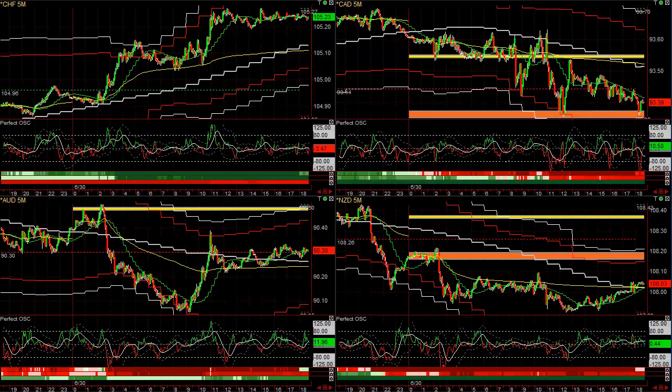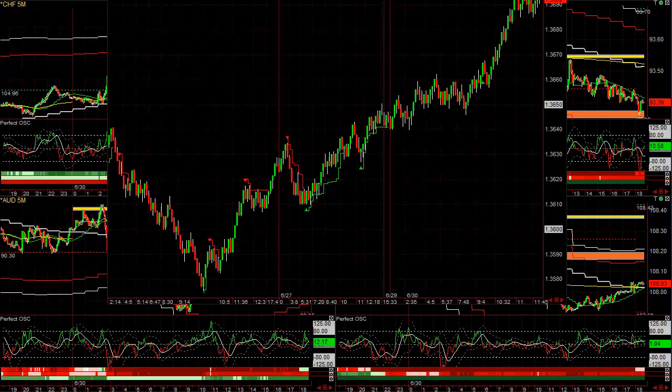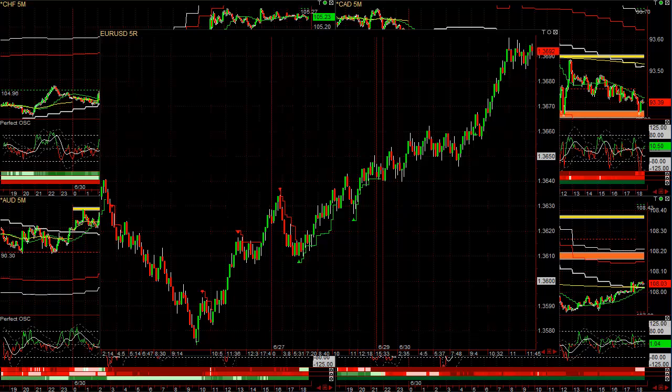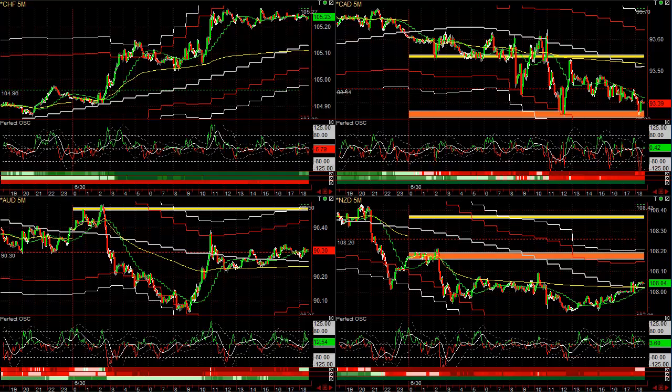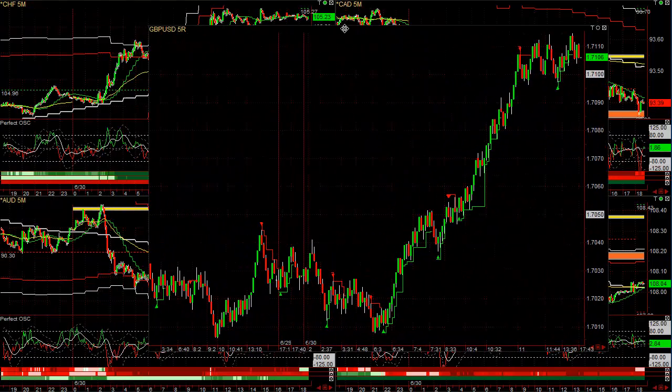A lot of people want to see each day how our currency indexes are doing. Here's the euro, which really didn't have any trade today because the market was pretty much dead and such low volatility that there's only one trade that was a loss. The pound dollar did much better. There's a lot of trades, a lot of wins.